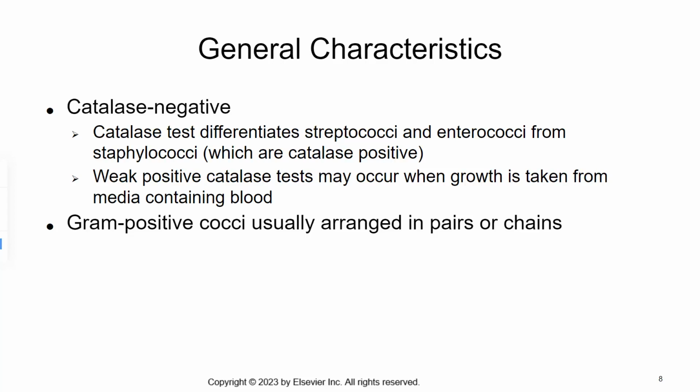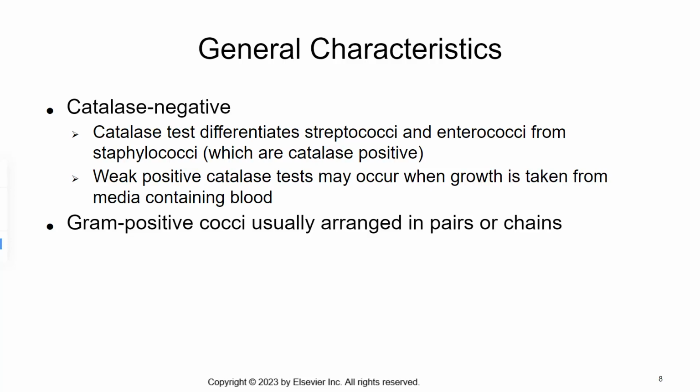In general, Streptococci and related species are catalase negative. This is the major distinguishing factor from the staph. When we learned about staphylococci, we learned that those are predominantly catalase positive. So if you isolate a gram-positive cocci from a patient, you can do a simple catalase test to determine if it's a strep-related or a staph-related species. Weak positive catalase tests may occur when growth is taken from media containing blood.